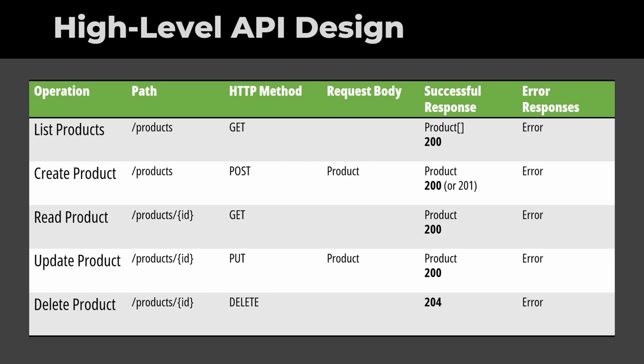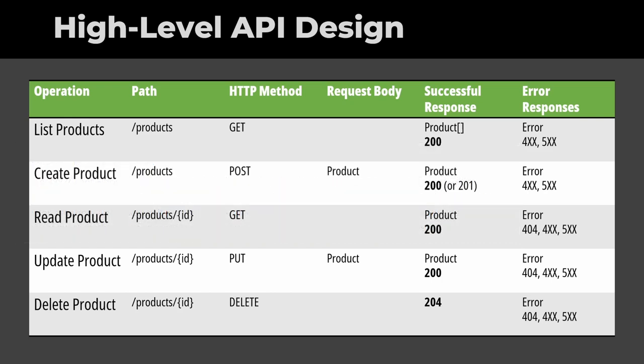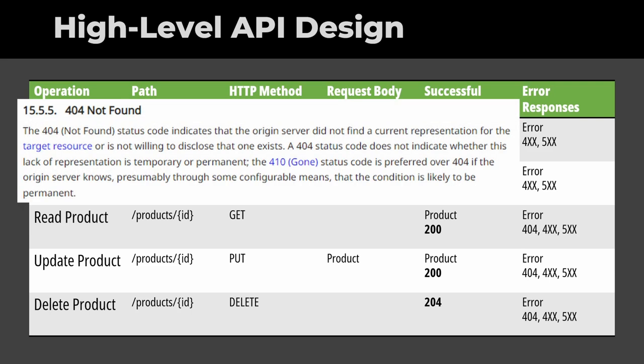Here we have one representation, the error. However, we have multiple error codes. We can define ranges or classes of status code. 4XX is used for client errors, which means the server did not accept the request. Then each individual status code goes into more detail. For instance, 404 means not found.